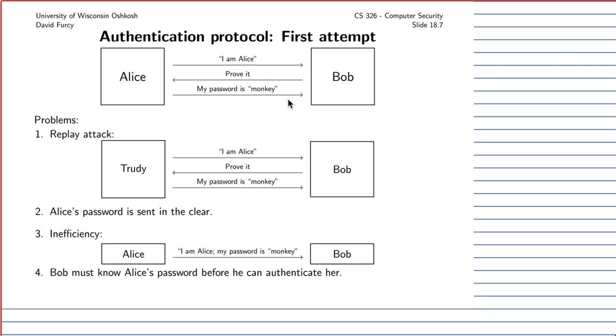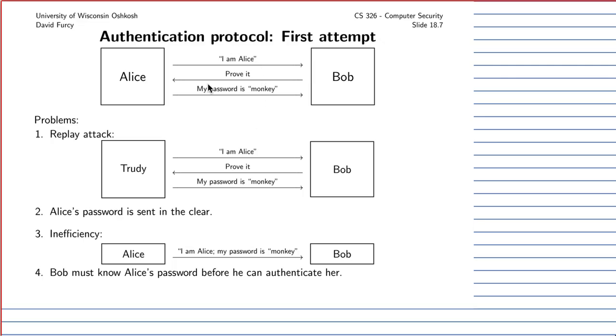So what are the problems with this simple protocol? Well, one of the problems that we're going to deal with in this lecture is the fact that an attacker, Trudy, could easily perform an attack called a replay attack. So notice that with this protocol, every time Alice wants to authenticate herself to Bob using this protocol, she will actually send the same messages to Bob.